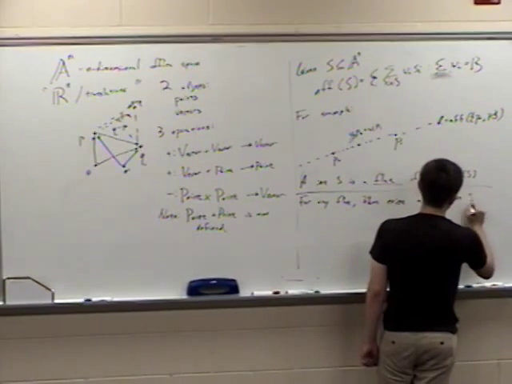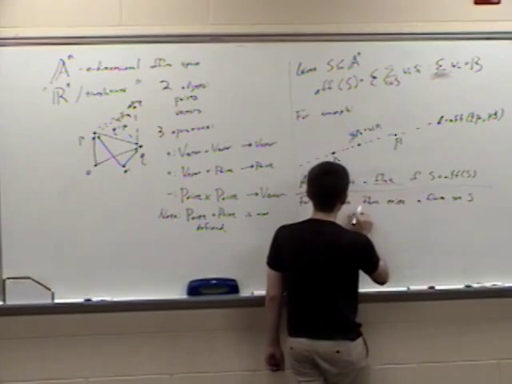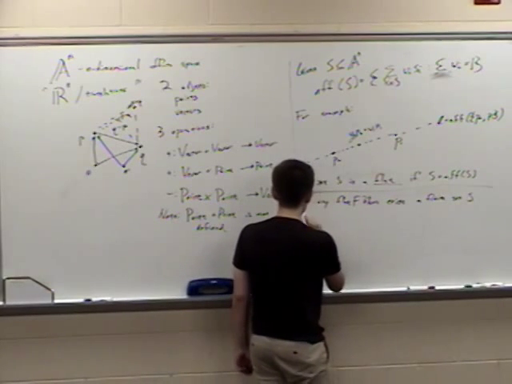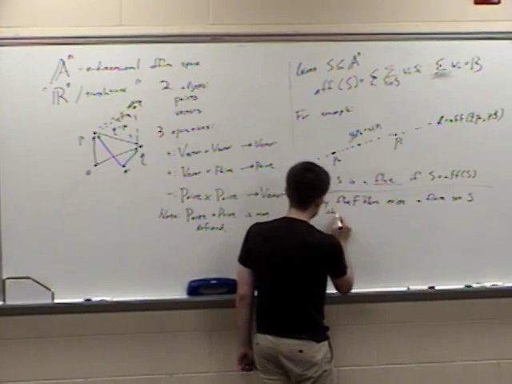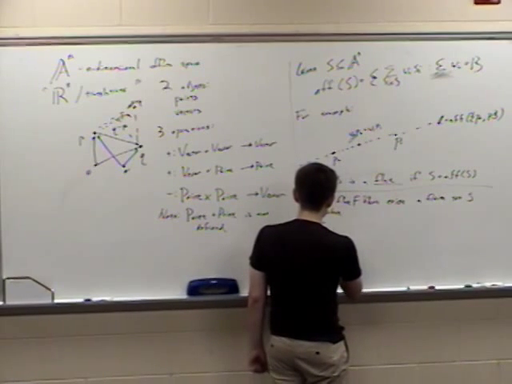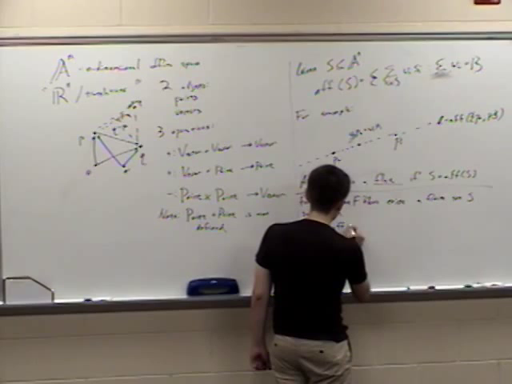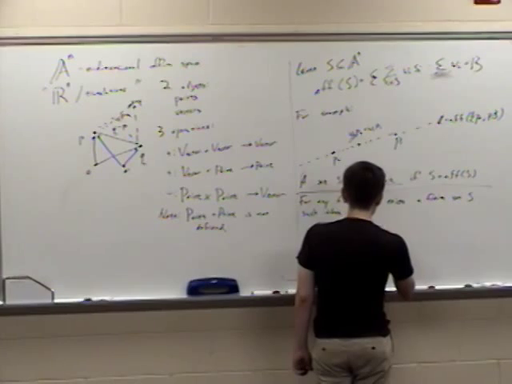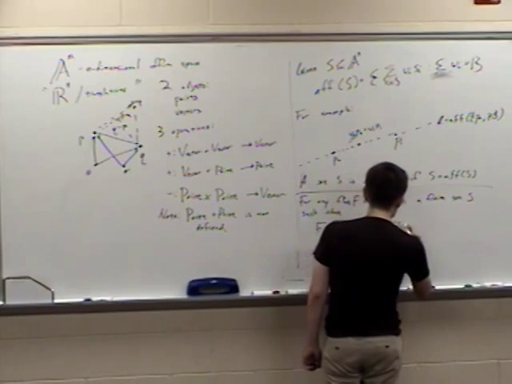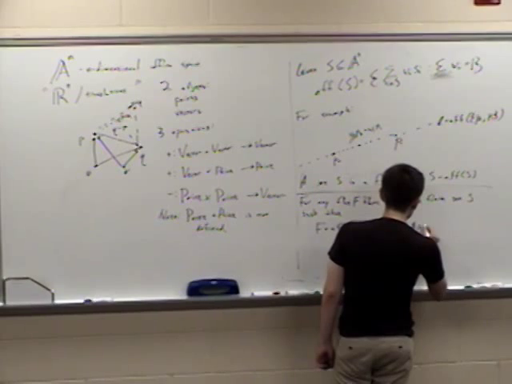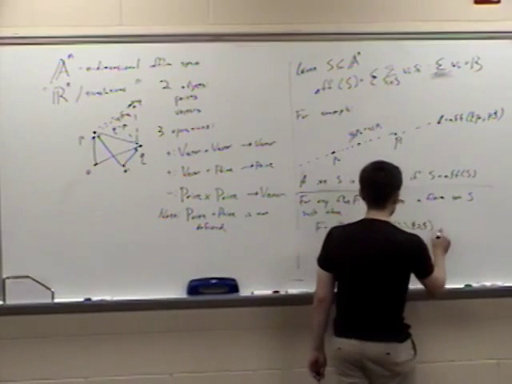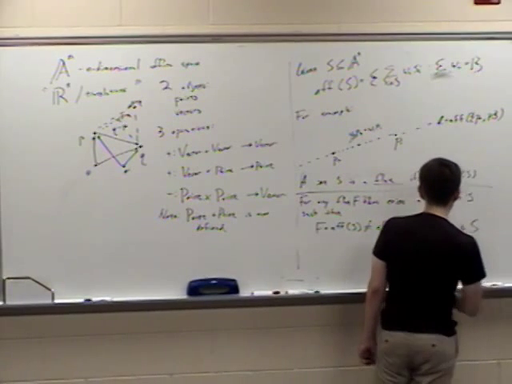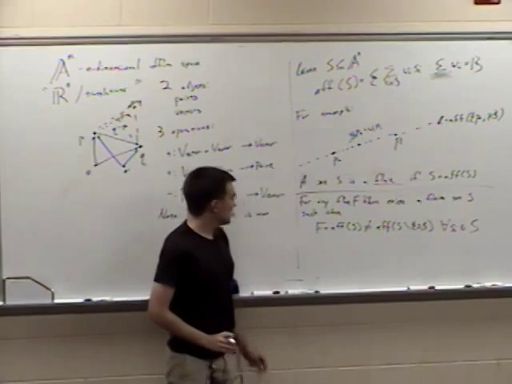set S. So for any flat F, there exists a finite set S such that F is the affine hull of S, and it's not equal to the affine hull of S minus any one point in S, for all points in S. Right? So this basically means that it's minimal.